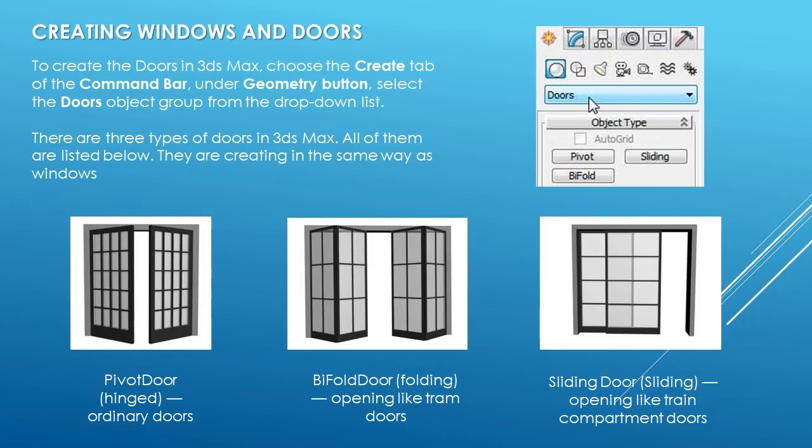They are created in the same way as windows. Pivot button: creating pivot doors, hinged, ordinary doors. Bi-fold door: it is a folding door, opening like tram doors. Sliding button: creating a sliding door, which opens like train compartment doors.